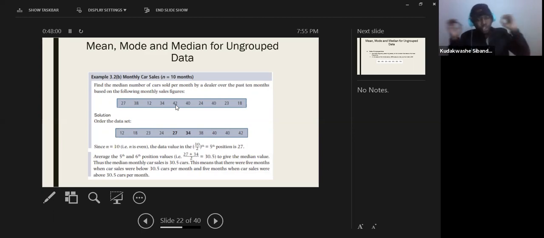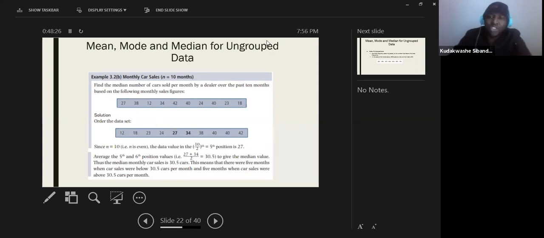So the first thing you need to do is set your data from the lowest to the highest value. After you do that, you need to find what is called the n/2 position. Here we've got 10 months, which is even. So it's 10/2, which gives us the 5th position, which is this part: 1, 2, 3, 4, 5.